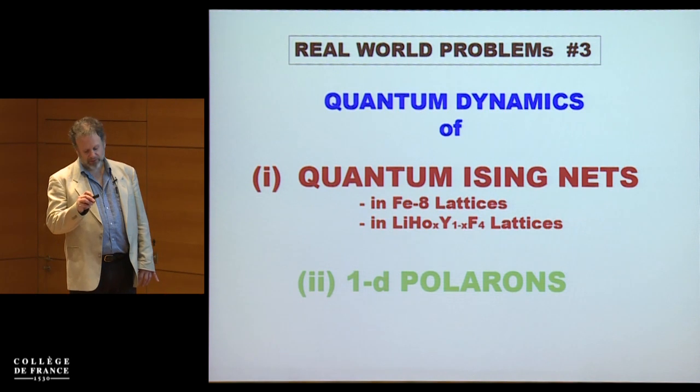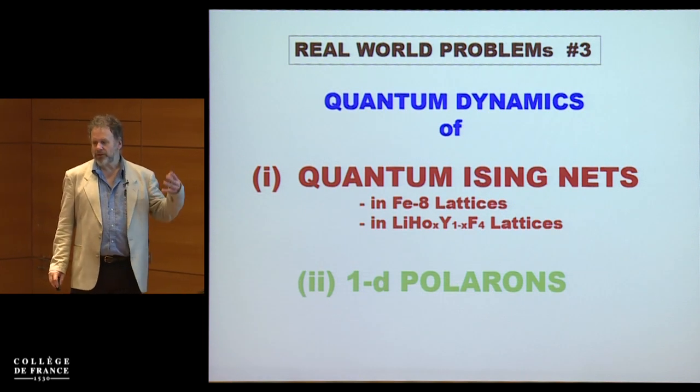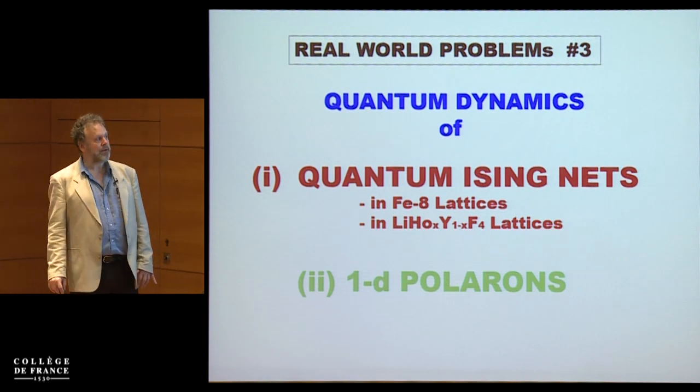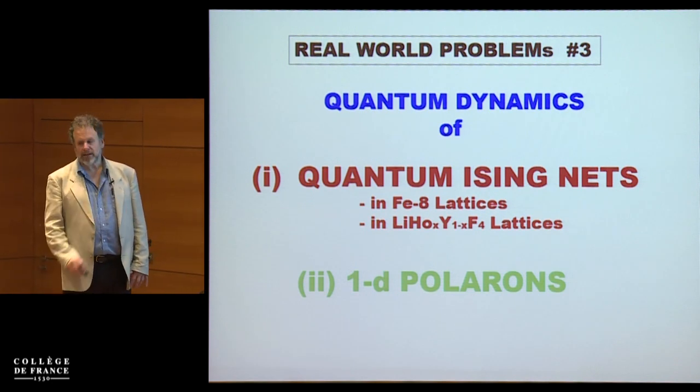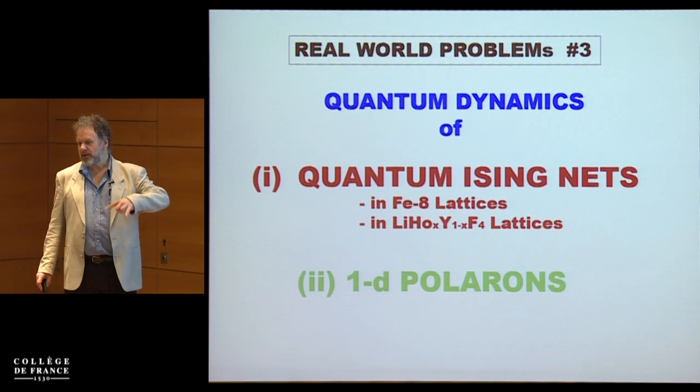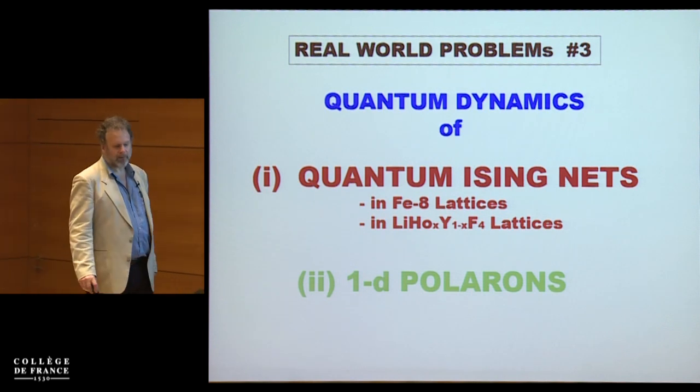And I'm going to discuss 2 Ising systems. These are both systems for which an enormous number of experimental papers have been written. And the reason is that you'll see why. And then finally, I'm going to discuss 1D polarons. But these are ones that actually move around in biological systems.